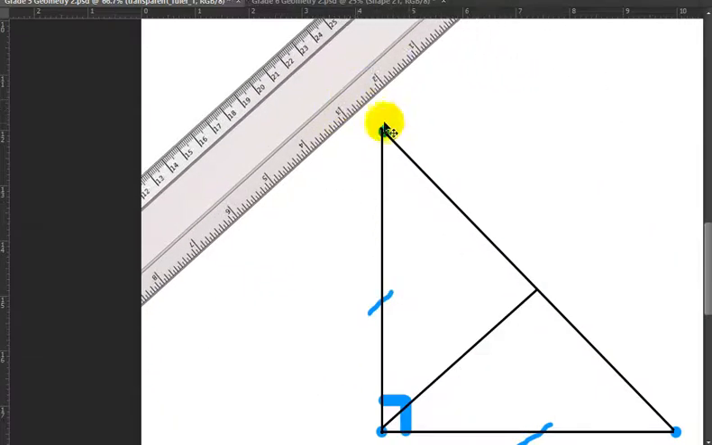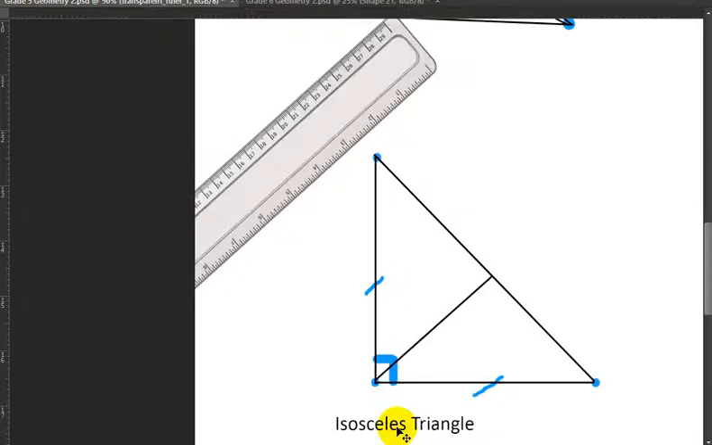The other two heights from here, it's this side, and from this point, it's this side. So let's state that one more time. For any right triangle, the two sides that make the right angle are also heights of the triangle.